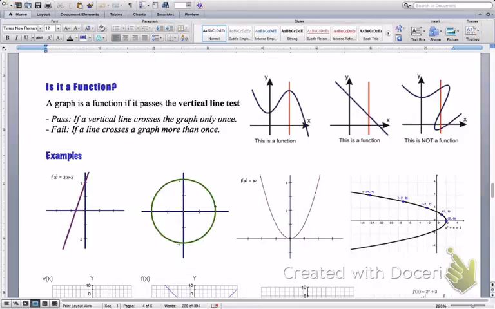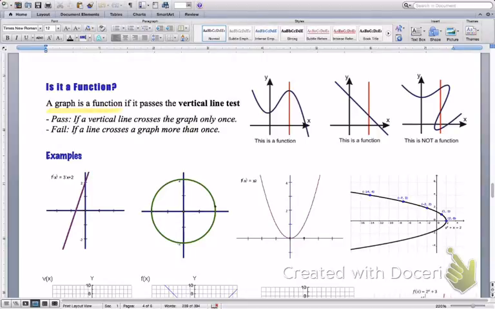That goes back to the definition: for every input, there is one output. So let's go ahead and look at the 3 examples on the right. So the first one is a function, the second one is a function, and the third one is not a function. So the graphs are the blue lines, the red line that's going up and down, which is this one here. This line tells me whether it's a function or not.